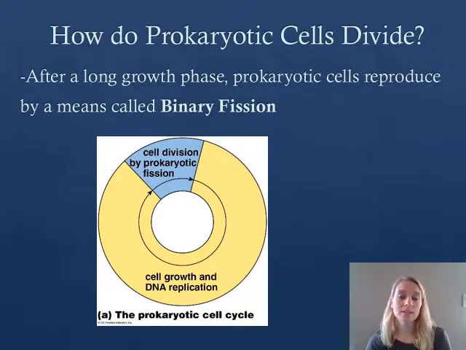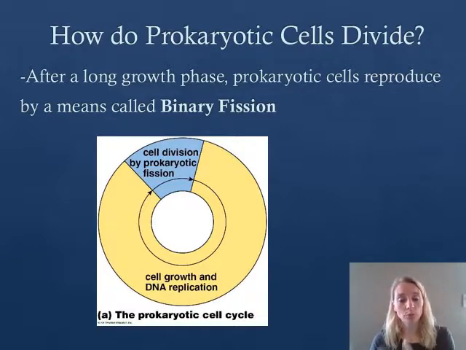Okay, so let's take a look at some of our simpler cells, those prokaryotic cells. If you remember, they lack a nucleus. They have DNA, but they do not have a nucleus. They're less complex. They don't have all the organelles that you see with a eukaryotic cell. They don't have all the linear chromosomes. They usually just have one circular chromosome.